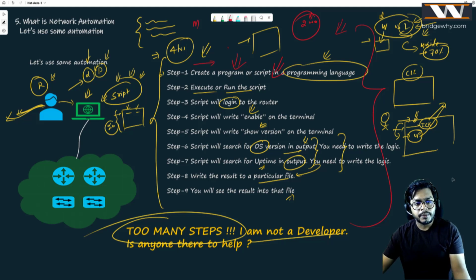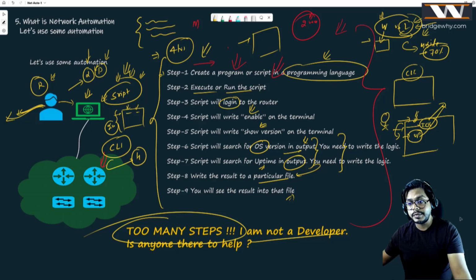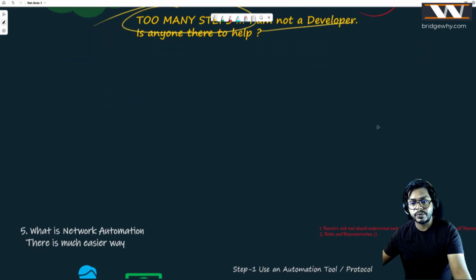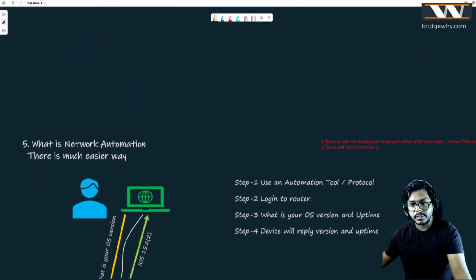Why? Because this CLI, whatever we used to do, this command line interface of the router, was designed for humans. It is not designed for programs. And that is why we are getting this huge number of steps. If something is not designed for machines or this script, then how can it do effective work, right? And there has been a lot of change in the last 5 to 10 years in this domain, right?